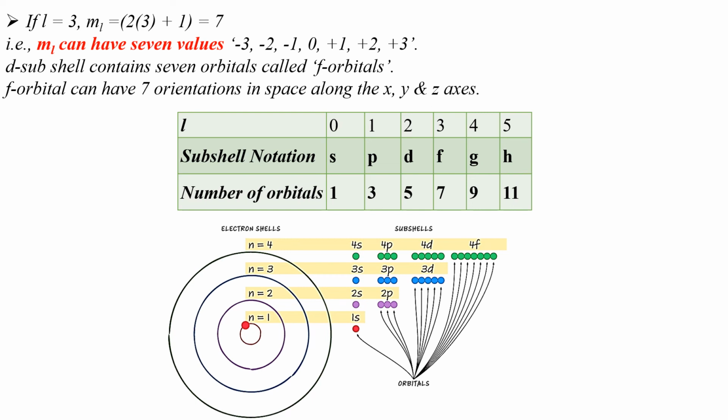L is equal to 4 represents G subshell, and G subshell can have 9 G orbitals. L is equal to 5 stands for H subshell, and H subshell can have 11 H orbitals, but elements with this subshell are still unknown to us. You can get a clear understanding of what we discussed by having a mere look at this picture.